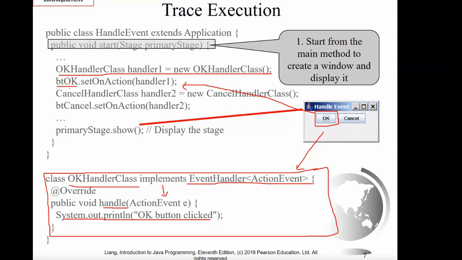btn OK set on action. What does set on action mean? If someone clicks you, fire the event, which is an action event, and send it to the handler 1 object. Handler 1 knows what to do, because handler 1 has a method called handle. It will do something.